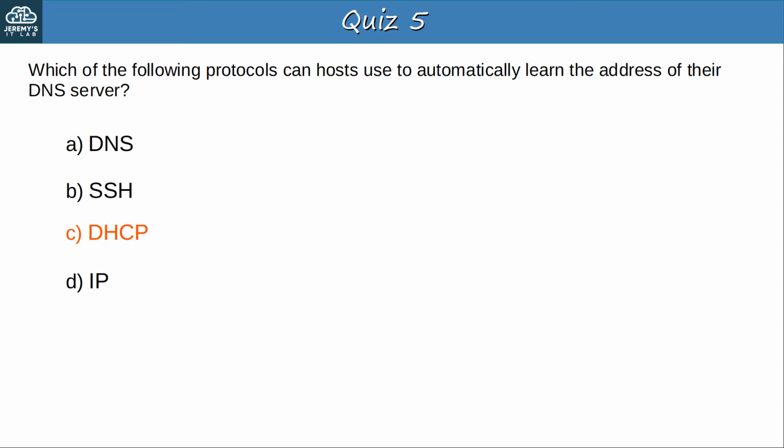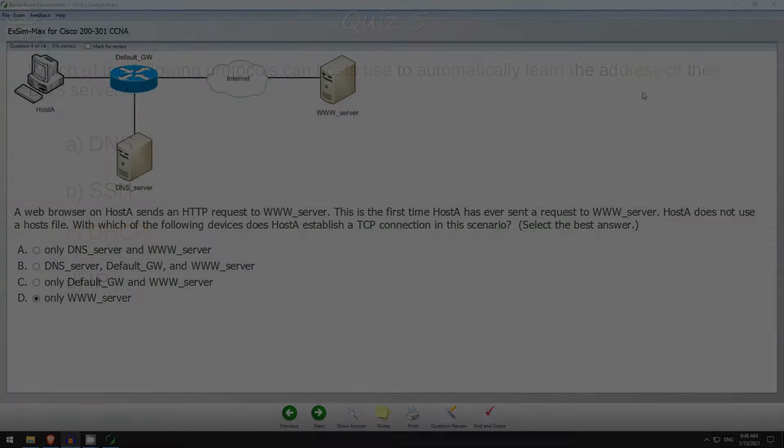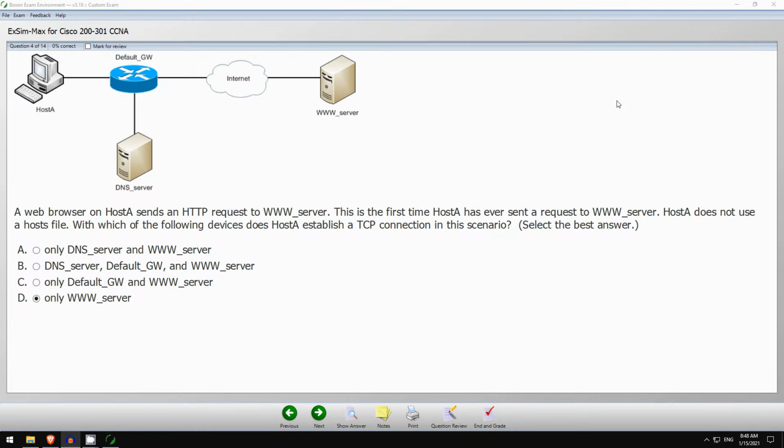Now let's take a look at a bonus question from Boson Software's ExSim for CCNA. Okay, here's today's Boson ExSim practice question. A web browser on host A sends an HTTP request to www server. This is the first time host A has ever sent a request to www server. Host A does not use a hosts file. With which of the following devices does host A establish a TCP connection in this scenario? Select the best answer. Here are the options.